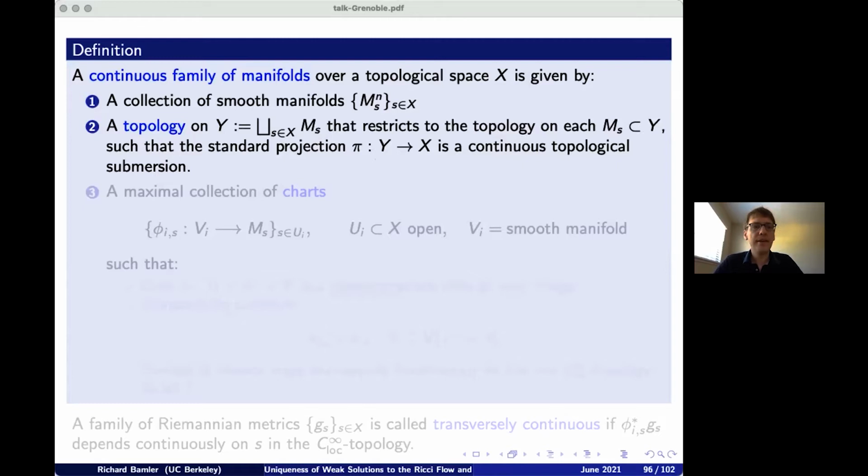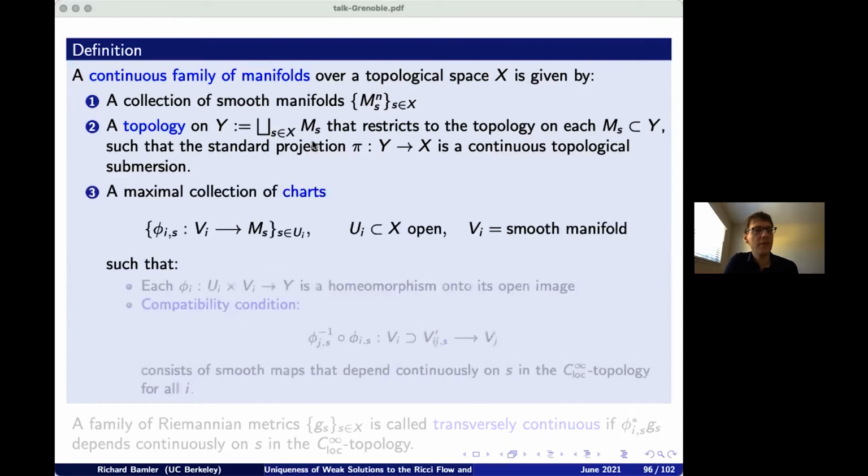So now I have some kind of sense of continuity, but what I would also like to do is express what somehow smooth dependence means. What does dependence in the smooth topology mean if I vary S? In order to do this, we're going to use a concept that is used when we look at laminations, for example. So we're going to choose some charts on this total space, which gives us some extra smoothness structure. So now I'm also fixing a maximal collection of charts of the following form.